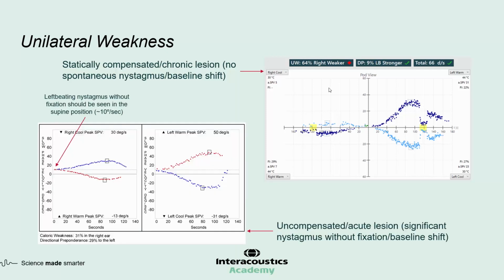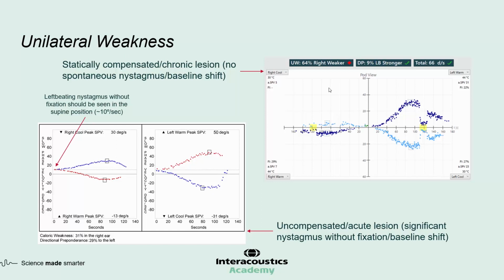So that's, for example, here. You see that this patient has a slight unilateral weakness, about 31% in the right ear, but all of the irrigations are shifted toward the right cool and toward the right warm, which means that's a left beating nystagmus. And that's what you would expect. A patient with a right-sided lesion, an acute right-sided lesion, should have a left beating spontaneous nystagmus. If you look at the intensity of this nystagmus around time 0, it's about 10 degrees per second.